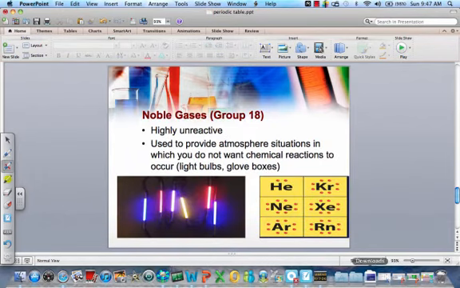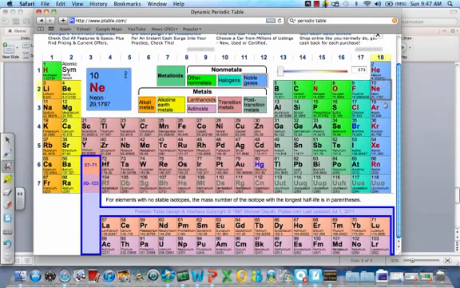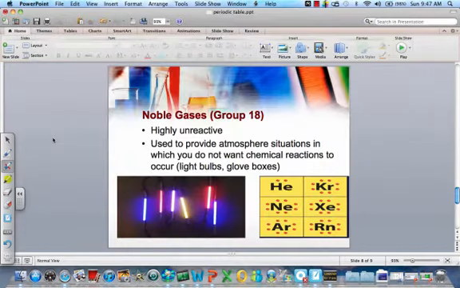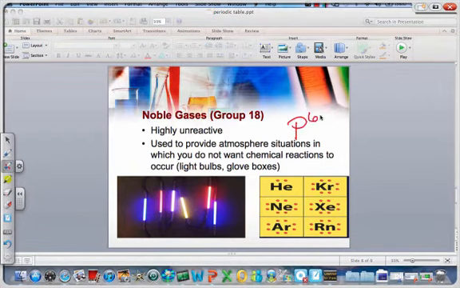Okay, so the noble gases. Noble gases are all the way over here, that last column, starting with helium. They're highly unreactive, and we all know that that should be because of their electron configuration. They all end with p6. So they either have a full energy level or full sublevel. So they don't want to add electrons, nor do they want to lose them.